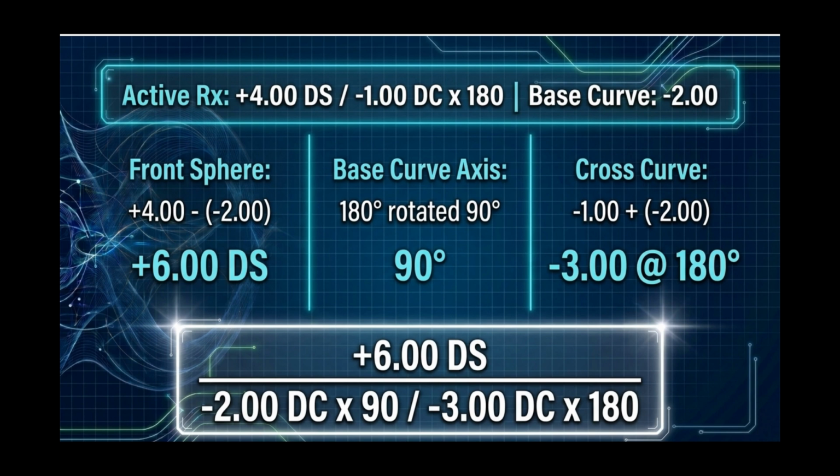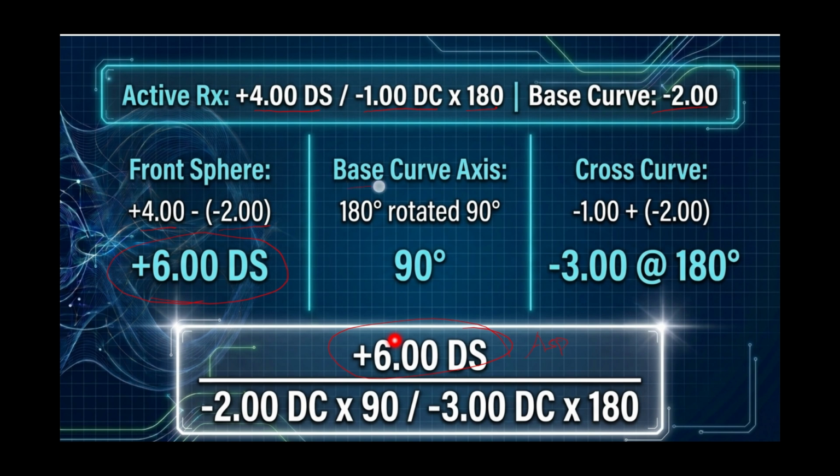Now let's try to achieve a toric transposition as per our target. After simple transposition, we ended up with +4 diopter sphere -1 diopter cylinder at 180 degrees with a base curve of -2. Now let's go to step 2. Step 2 is the total sphere, which is +4. We subtract the base curve from that, which is minus of -2, and which gives us +6 diopter sphere, which is our numerator. So the anterior spherical surface is +6 diopter sphere.